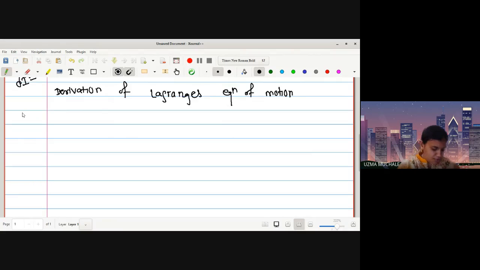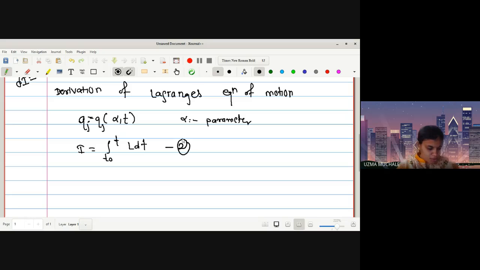We have to consider a system of n particles which moves from, say, point A to B or P to Q within the time interval t0 to t1. Again, let us consider all the possible paths from point P to Q, which we denote by qj of alpha of t. What is alpha? Alpha is a parameter; for different values of alpha we get a different curve, right? Now consider the integration I from t0 to t1 of L dt. This is your second equation.